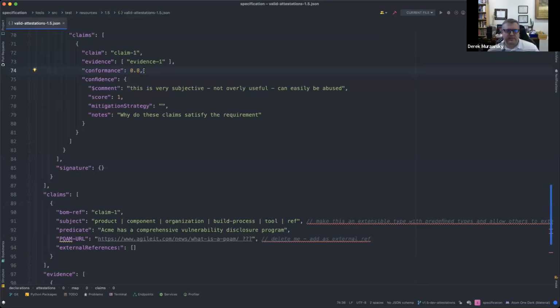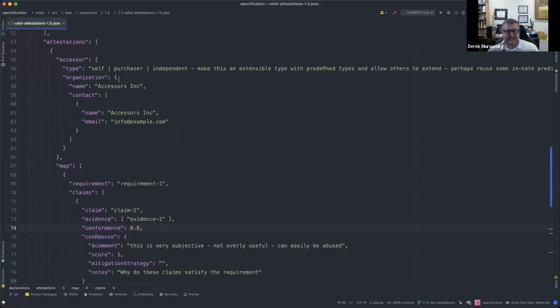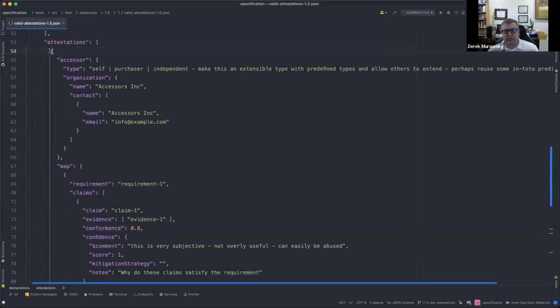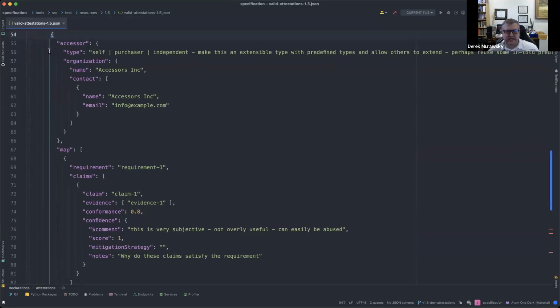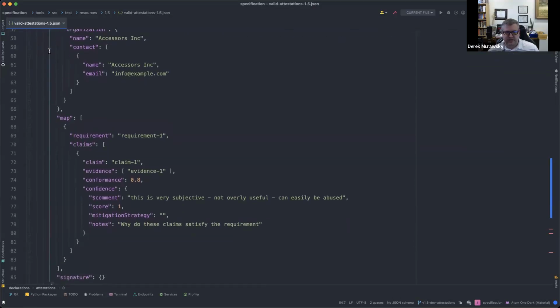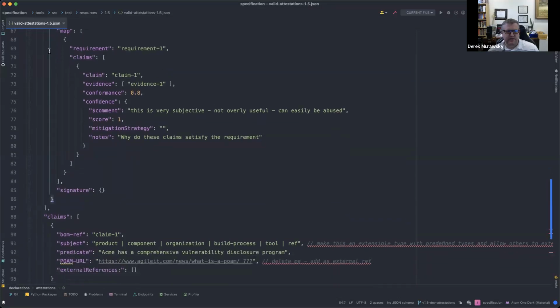Yeah, and if you scroll up a little bit to give you more context, Jeff, what we're saying here is that we are attesting to a map, and that map includes one or more requirements. There's an object in there of a requirement. Then there's a list of claims that map to that requirement. Each of those claims then has a claim ref, an evidence ref from the other array down below. And here's where we put in the level of conformance, how confident we are in it, and any other notes or things like that.